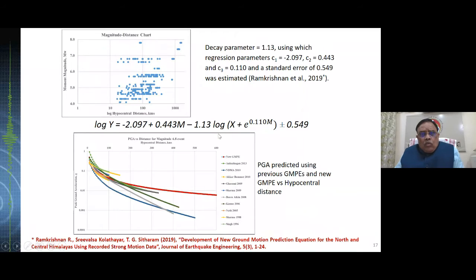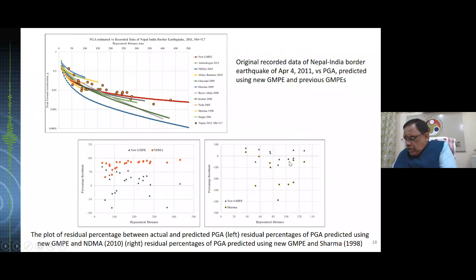Next is the decay parameter we have chosen. The magnitude distance plot shows that the gaps in the data in terms of magnitude and distance are comparatively less when compared to previous studies. As a large data set is now available, but we still feel we require some more data sets. The bottom figure shows how the new GMPE compares with the past equations and its capability to predict ground motion at larger distances compared to past equations. Now we can go up to close to about 500, almost 600 kilometers. This work was published very recently in the Journal of Earthquake Engineering in 2019. The original recorded data for the Nepal-India border earthquake we have taken and inserted.